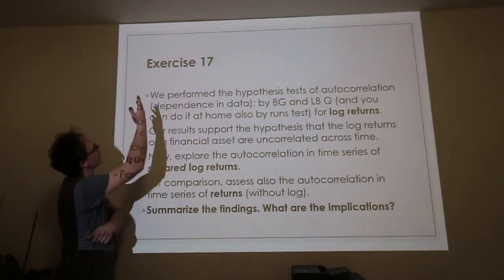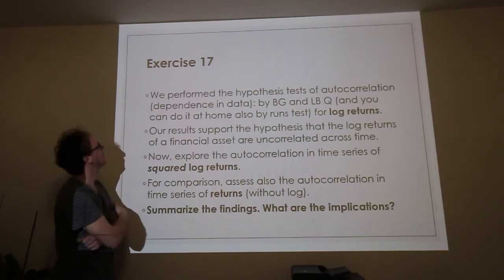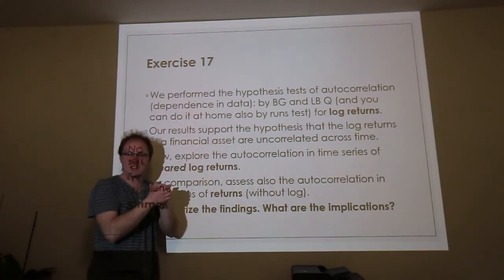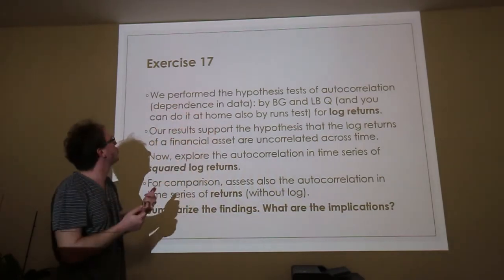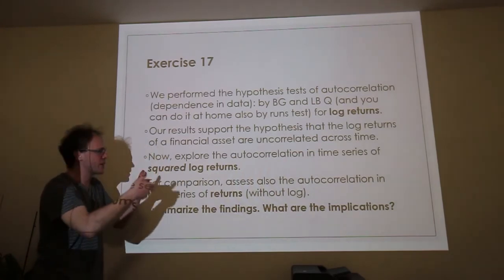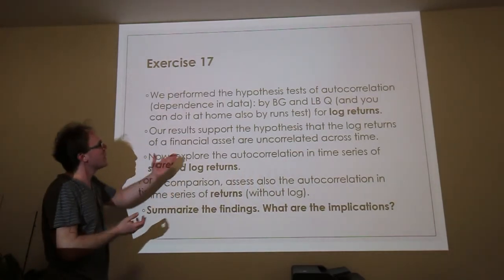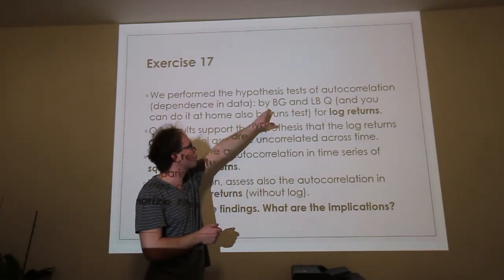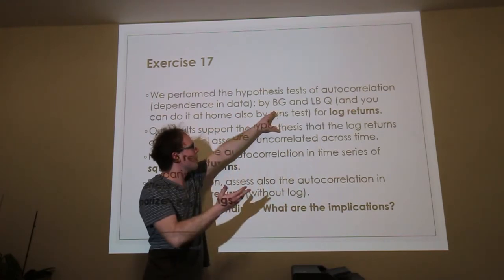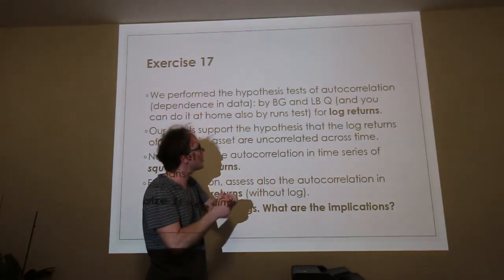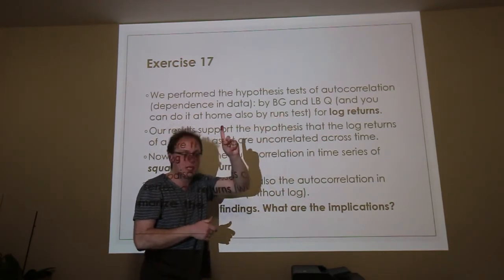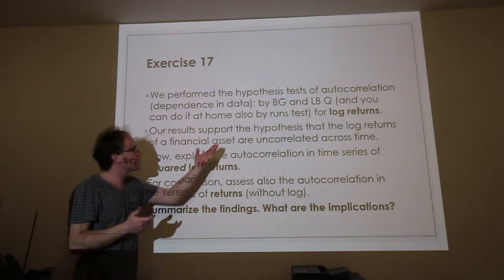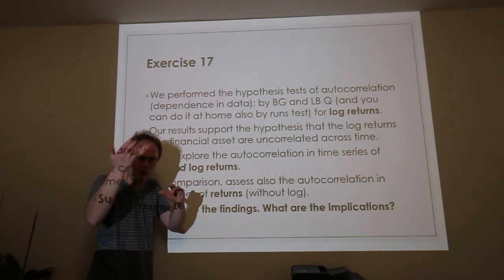We can continue with exercise 17. If you remember, we performed the hypothesis tests of autocorrelation, dependence in the data set, by Breusch-Godfrey and Ljung-Box test. Breusch-Godfrey test is based on artificial regression and Ljung-Box on Q statistics. And you can do this at home also by the runs test. We already talked about the runs test.